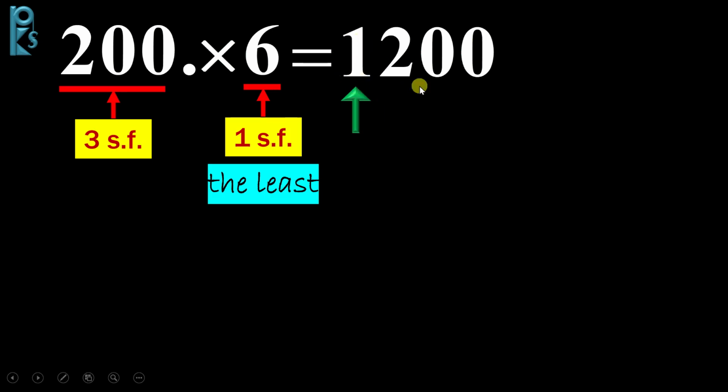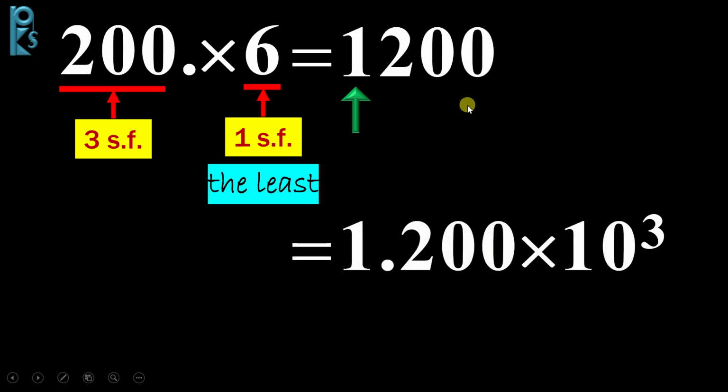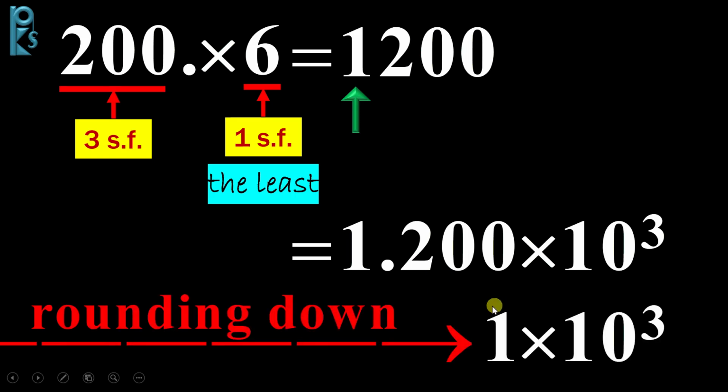But what should I do with the second, the third, and the fourth figure? It's very easy. First, you should convert it to scientific notation, and then pay attention to the rounding rules. I should keep just 1. So as the 2 is smaller than 5, it is completely ignored. So the answer after rounding down will be 1 times 10 to the 3.